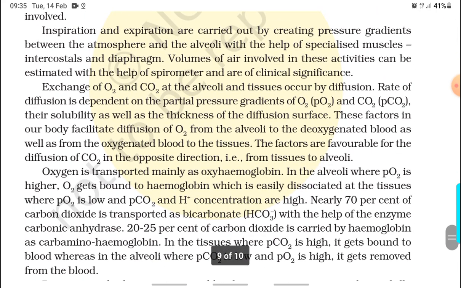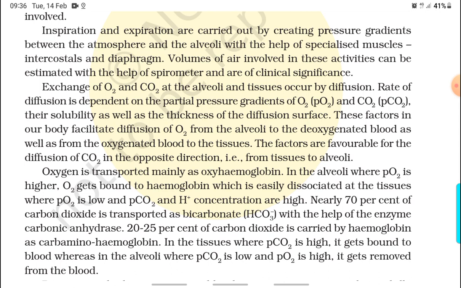Inspiration and expiration are carried out by creating pressure gradients between the atmosphere and the alveoli with the help of specialized muscles, intercostals and diaphragm. Volumes of air involved in these activities can be estimated with the help of spirometer and are of clinical significance.